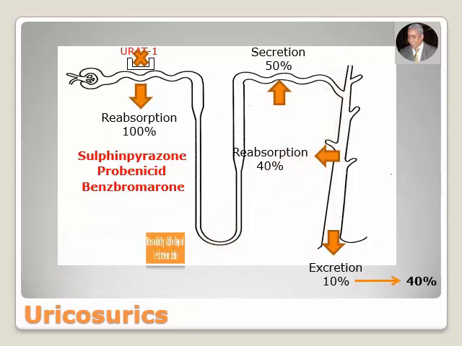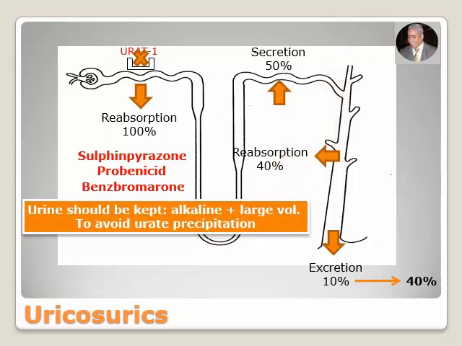The increase in urate excretion necessitates intake of a large volume of water, and turning the urine alkaline, to guard against urate precipitation in the renal tubules. It is worth mentioning that aspirin, as an analgesic, is not preferred in gout treatment, because it inhibits urate secretion at doses less than 2 grams.